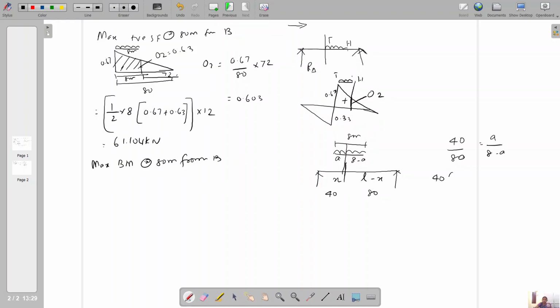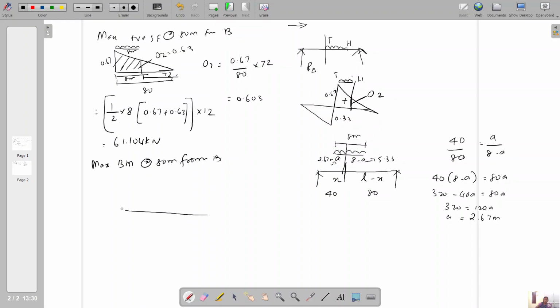So cross multiply this: 40 into (8 minus A) equal to 80A, 320 minus 40A equal to 80A, 320 equal to 120A, A equal to 2.67 meter. If A equal to 2.67 meter, then 8 minus A equal to 5.33 meter.